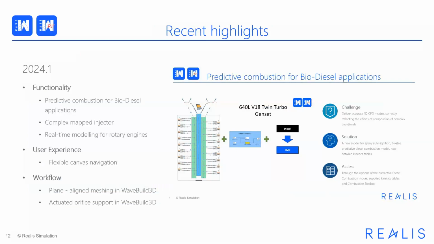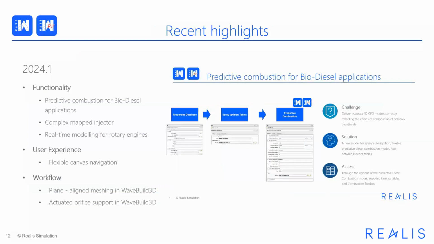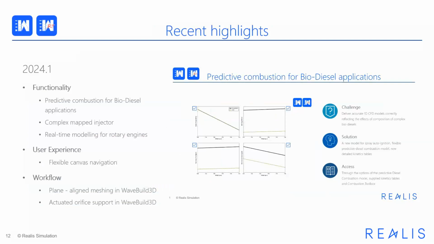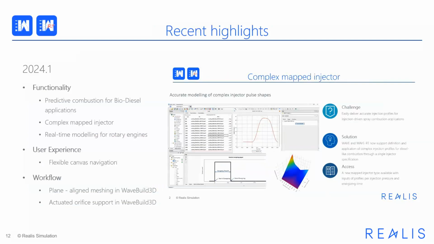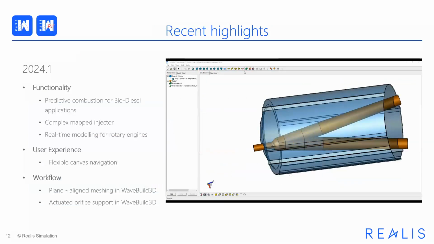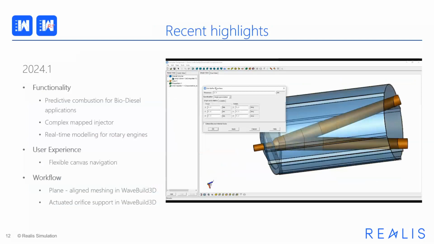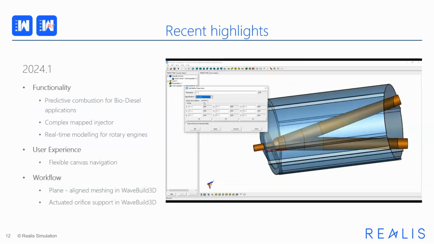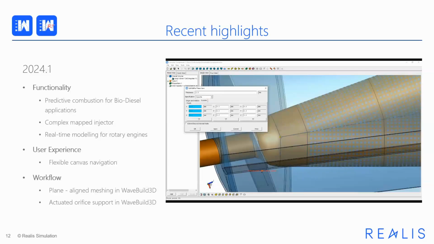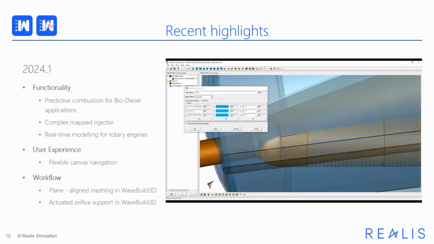Finally, let us have a brief look back at the key features in the previous release, which may be of interest to our customers. In 2024.1, we added predictive combustion for biodiesel applications, support for complex mapped injectors, and real-time modeling for rotary engines. The navigation of WAVE Canvas has been enhanced to help users easily locate elements on a complex canvas with find and zoom-to functions, and WAVE Build 3D meshing has been improved to allow precise mesh alignment and actuated orifice support.